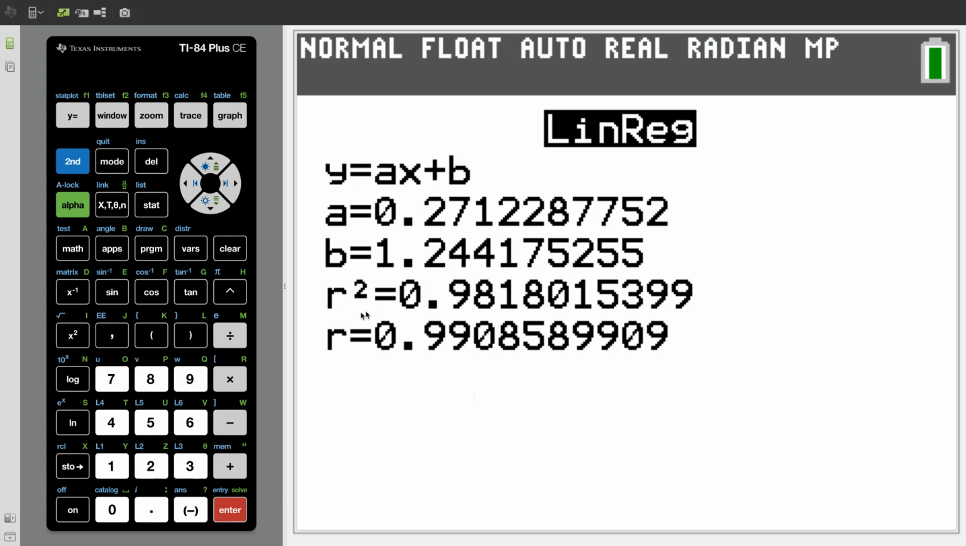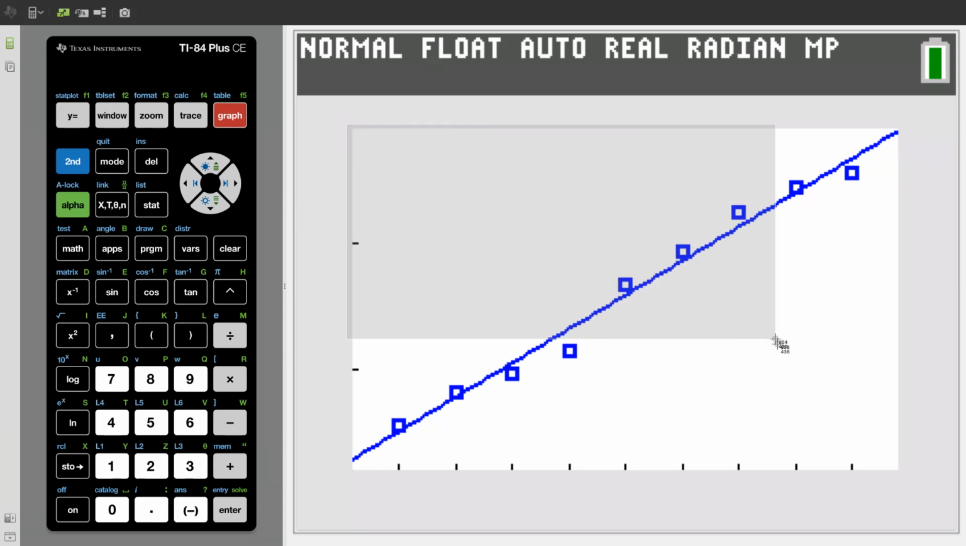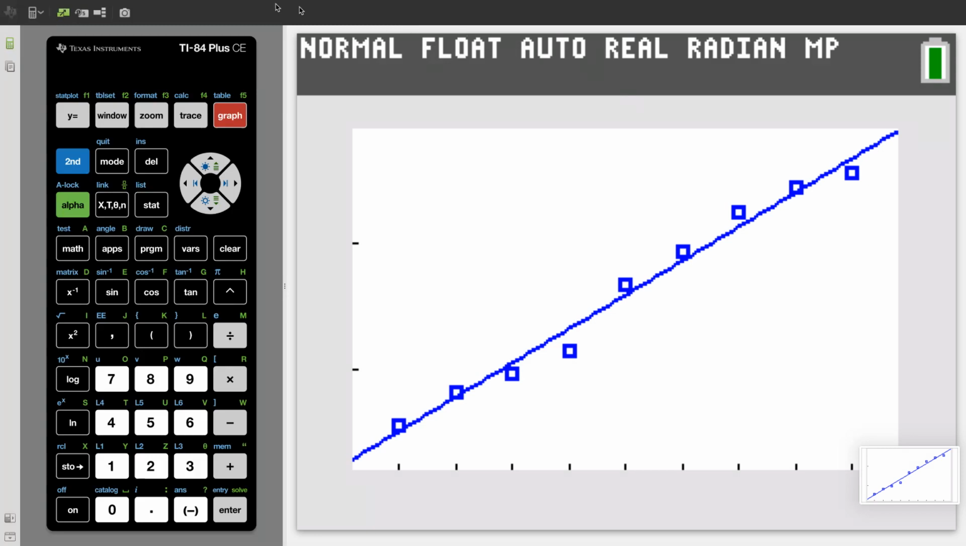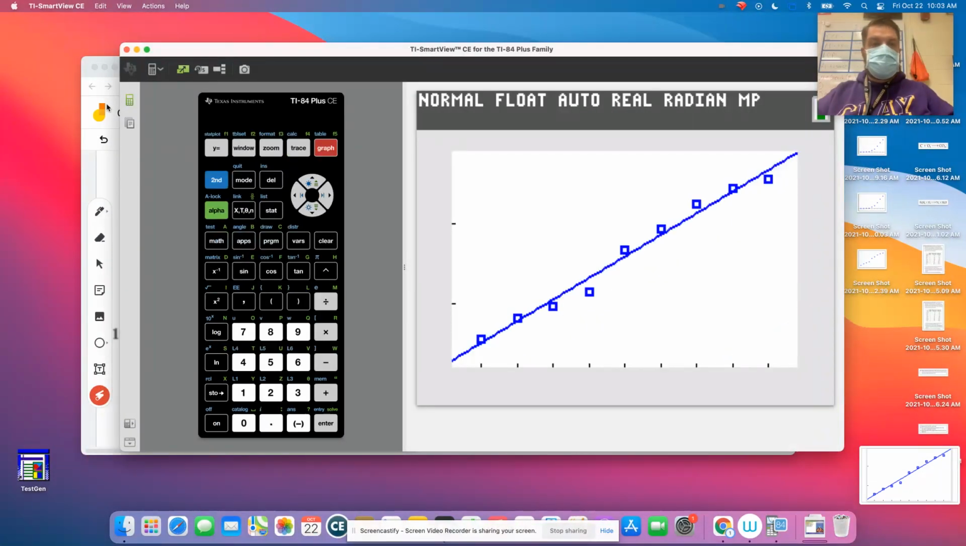Look at that correlation. The correlation coefficient is 0.99. R squared is 0.98. That's pretty good. So let's go back to the graph. There it is. I'm going to take a picture of this with the line. And how much time we got? We still got time.